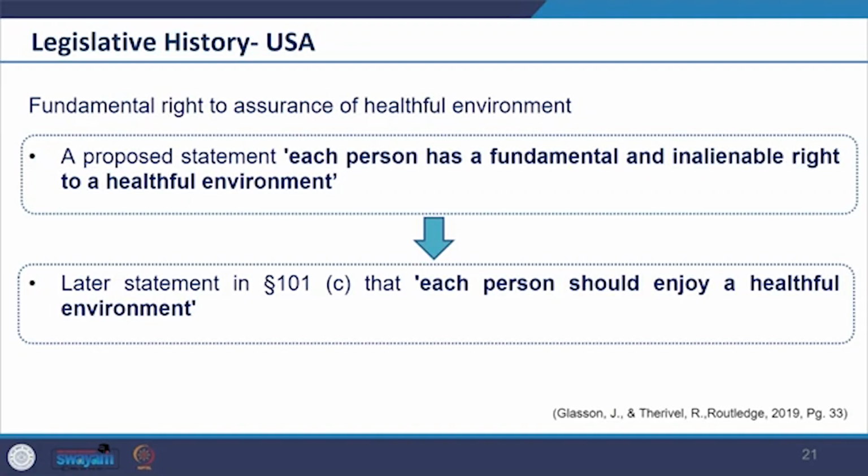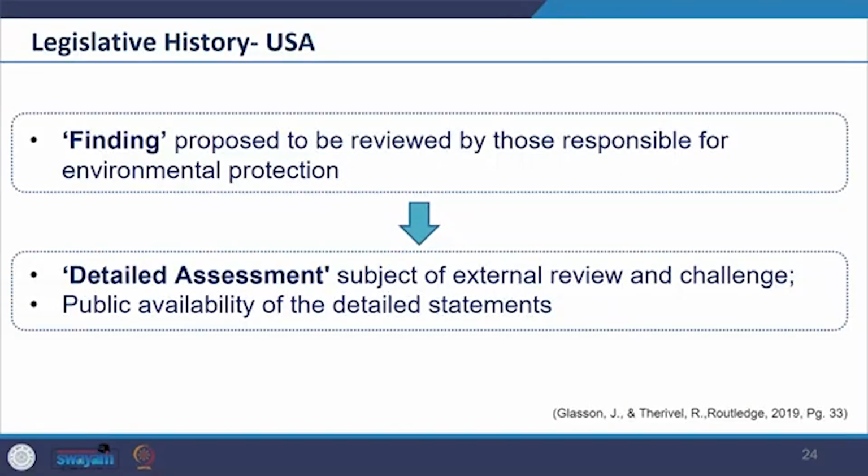They proposed a statement, and pay attention to the statement, that each person has a fundamental and inalienable right to a healthful environment, which would put environmental health as a fundamental right. First they claimed it to be fundamental, then later it was slightly diluted by saying that each person should enjoy a healthful environment. In the initial form of the proposal, it also required that the proponent provide the findings, which would be further reviewed by the environmental protection body. By proponent, here we mean one who is proposing the development activity. So we refer to them as proponent.